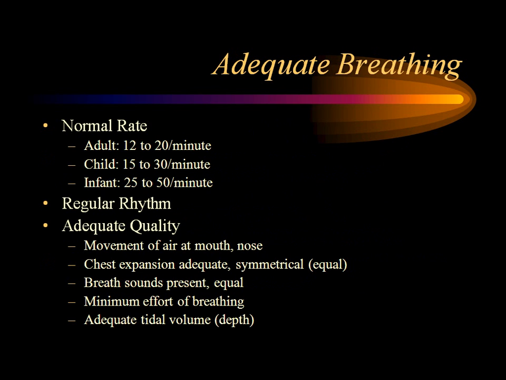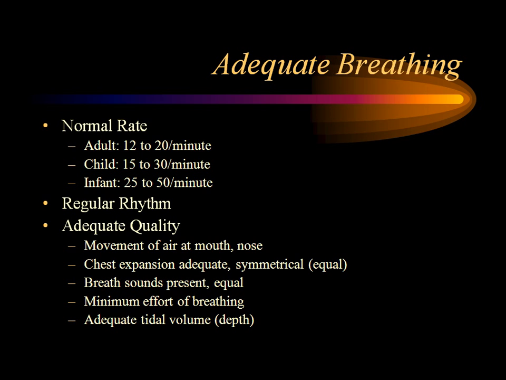All right, numbers for you. Adequate breathing. Normal rate in adults is obviously 12 to 20. You'll read some literature that says 12 to 24, all kinds of different things, but it's about that. If you stay within the 12 to 20, 12 to 24 range, you're probably going to do okay. Children, 15 to 30; infants, 25 to 50. Obviously, the smaller you get, the quicker you breathe.